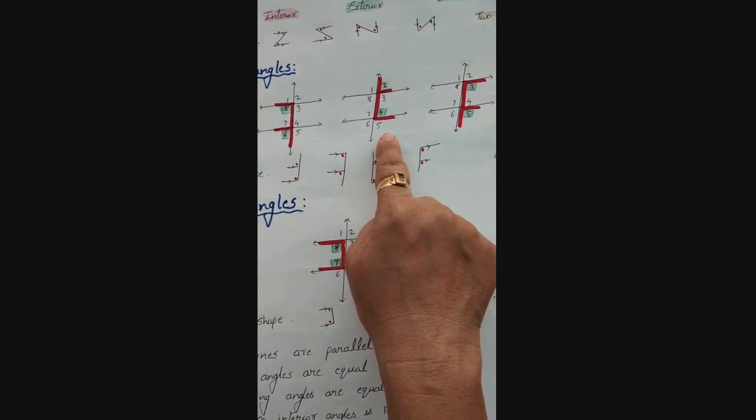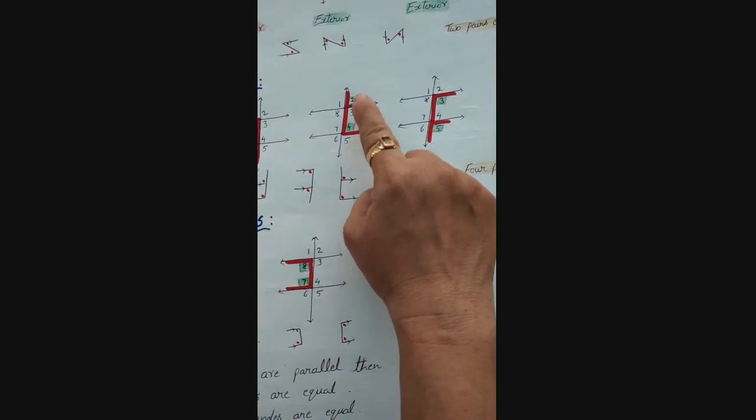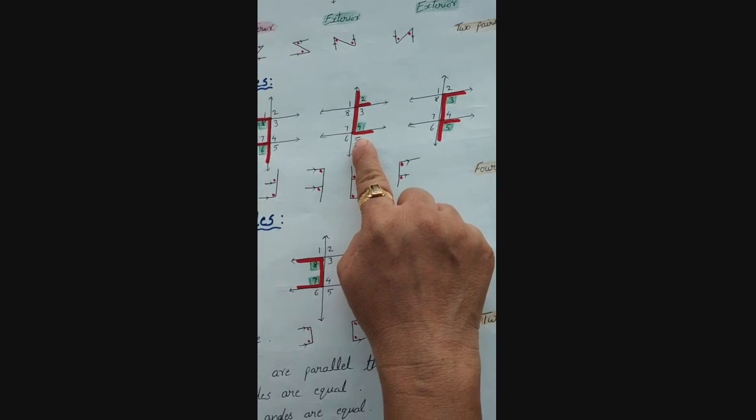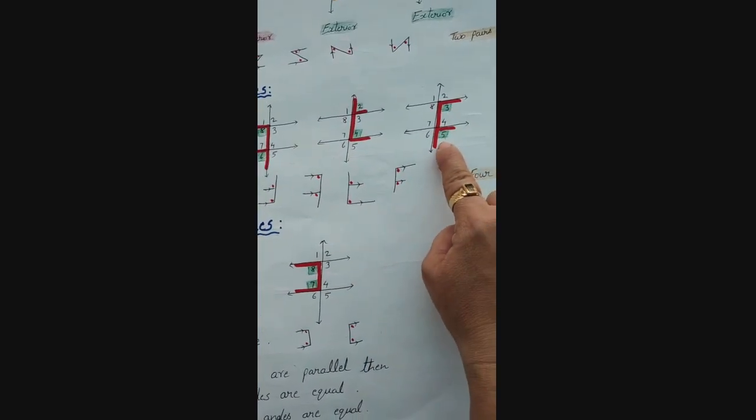Now come to the right hand side of the transversal line. Above the line, here also above the line, so 2 and 4 are called corresponding angles. Again below the line, so 3 and 5 are called corresponding angles.